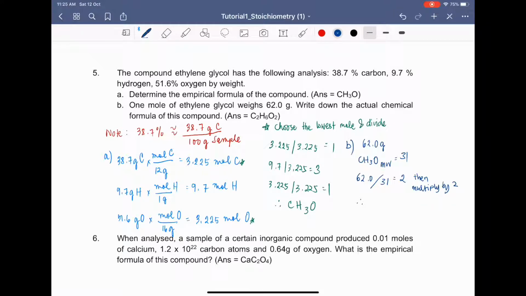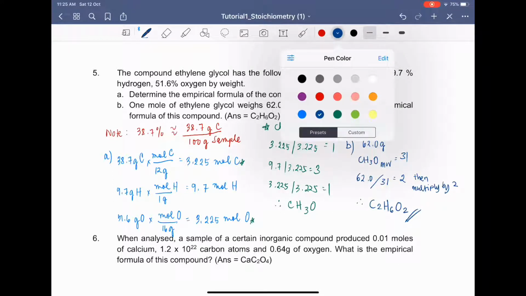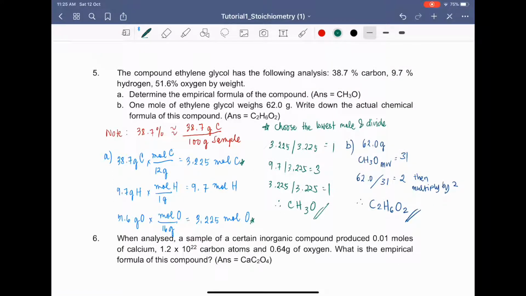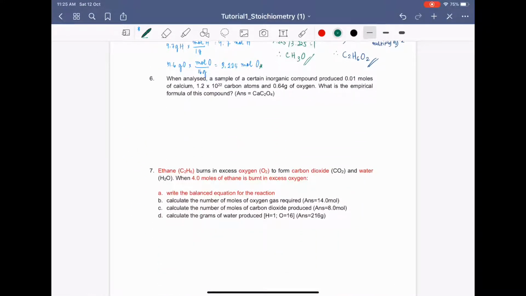Therefore, our answer will be C2H6O2. And that is the chemical formula of ethylene glycol. Then let's move to question 6.